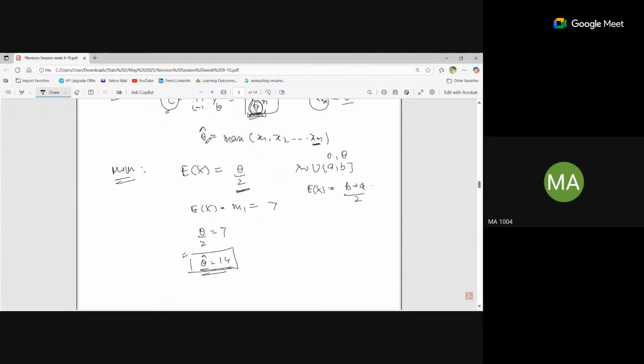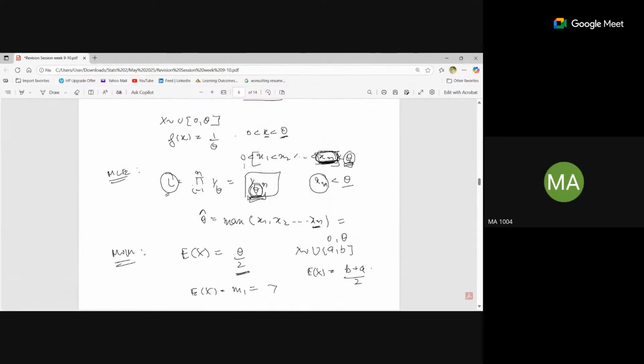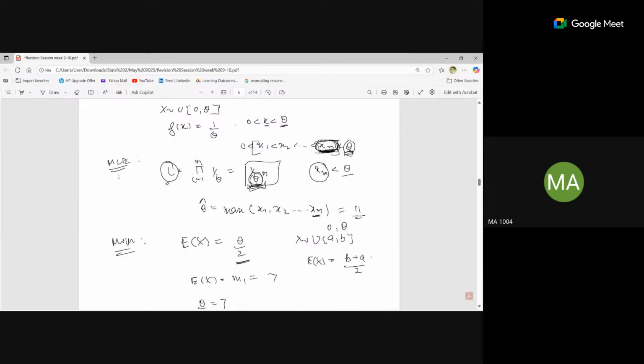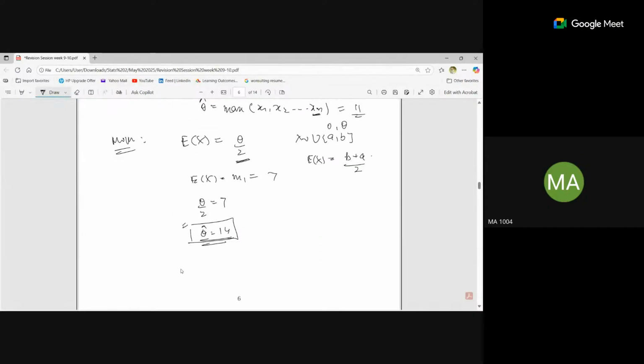And according to MLE, what is my theta? The maximum of xn. What is the maximum value? 11. So according to MLE, my parameter theta is equal to 11, and according to MOM, it is 14. Now I have to calculate the mod of theta MME minus theta MLE. This is 14 minus 11, which is coming out to be 3.